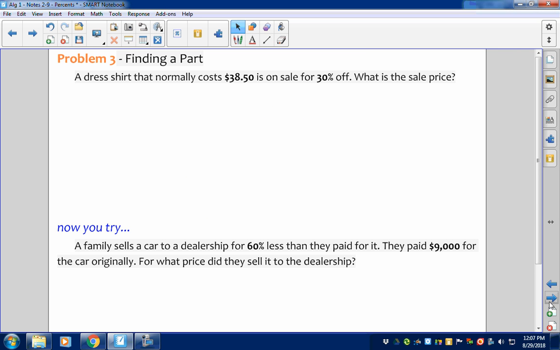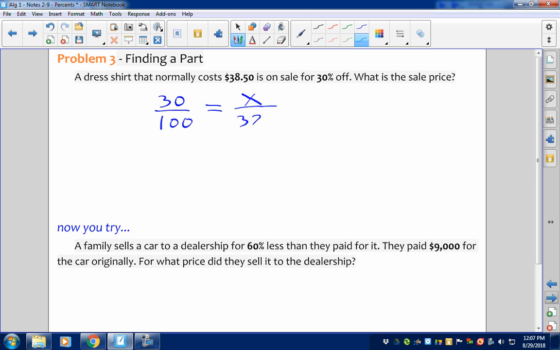What about finding a part? So this is going to move the X over to the is part. It says a dress shirt that normally costs $38.50 is on sale for 30% off. What is the sale price? So we're going to do this first in 2 stages. We're going to write 30 over 100, because it's always percent over 100, equals the is over the of, or the part over the whole, or in this case, it's like the sale price over the original price. So we have X over 38.50, where 38.50 is the normal or retail price, if you will.